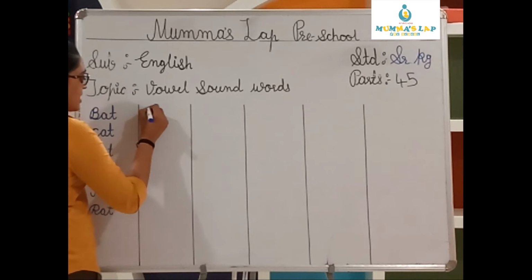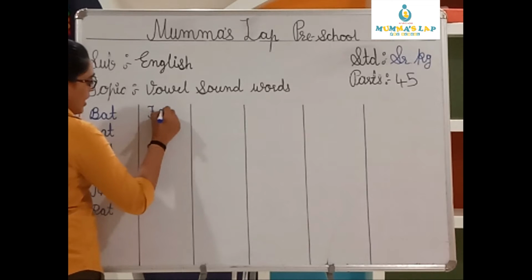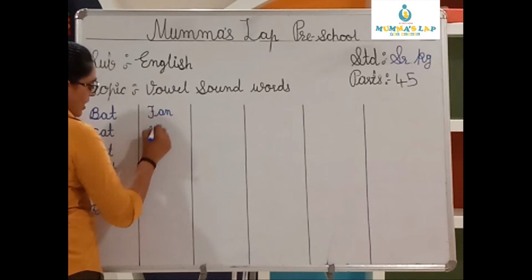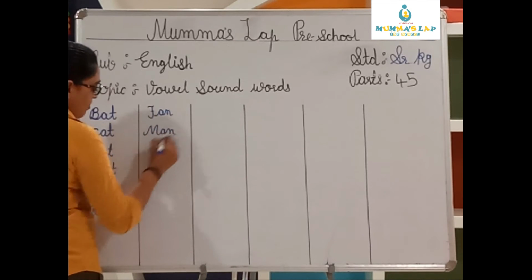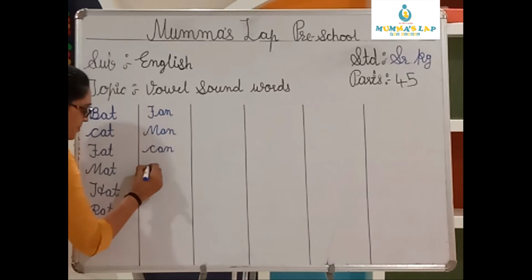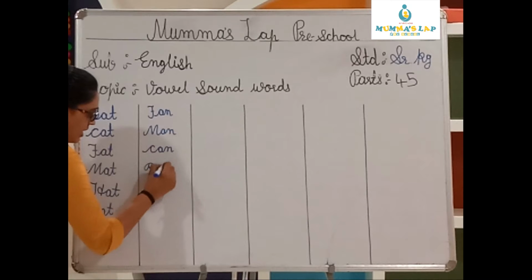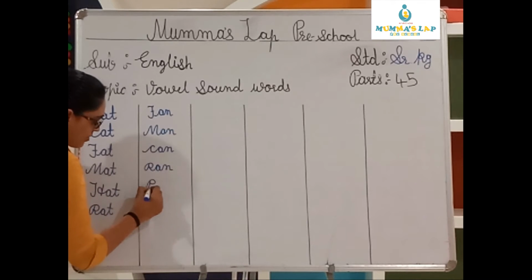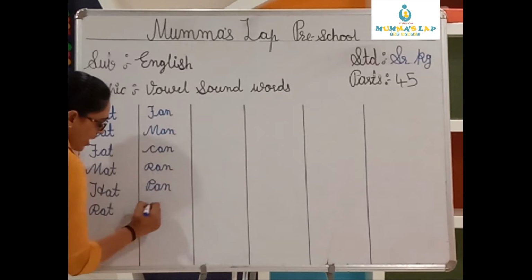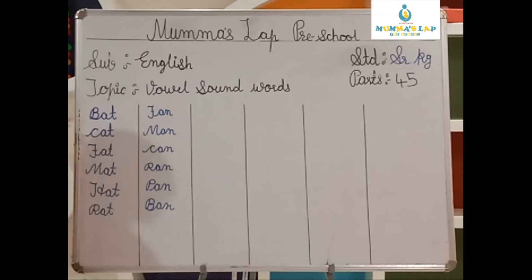Next, N sound. F, A, N, fan. M, A, N, man. C, A, N, can. R, A, N, ran. P, A, N, pan. V, A, N, van. Fan, man, can, ran, pan, van.